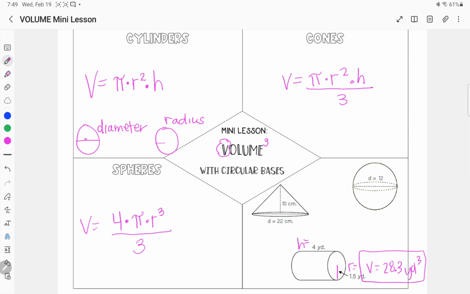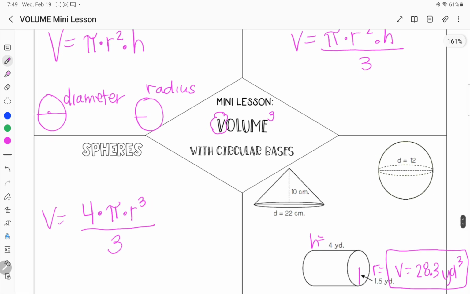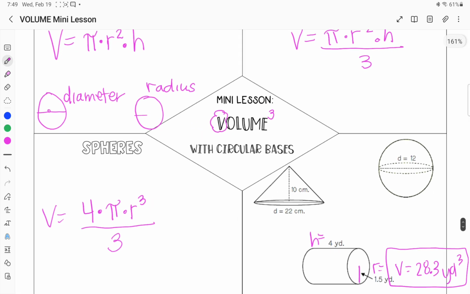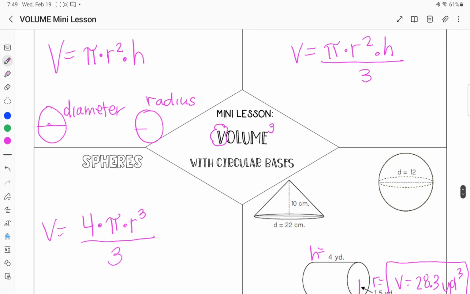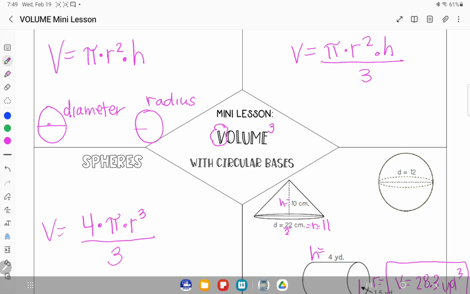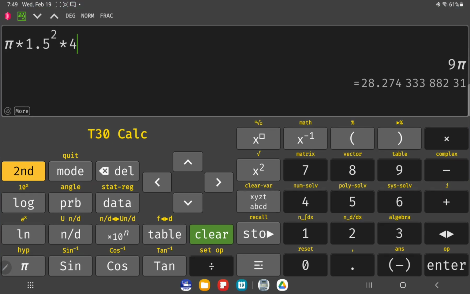All right, let's look at this next one. We have a cone. So we're finding our radius. You'll notice that this says diameter. So we need to divide that by 2 to get the radius, which would be 11. So my radius is 11. My height is still 10. And now I'm going to plug it in to my formula. So it's area of circles, pi r squared, times the height will give me the volume, but I have to divide this by 3 because I don't have an entire cylinder.